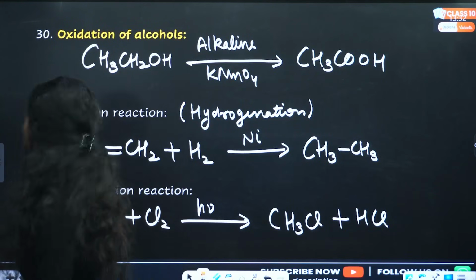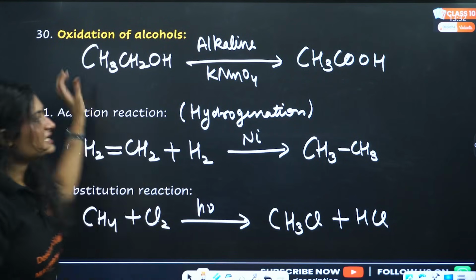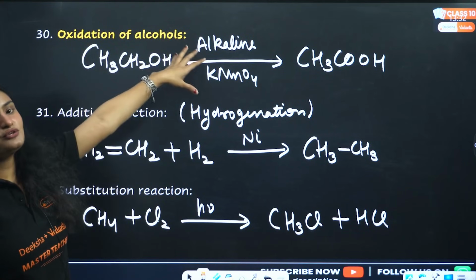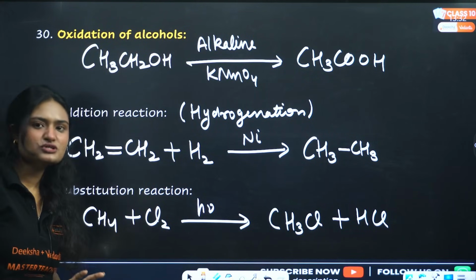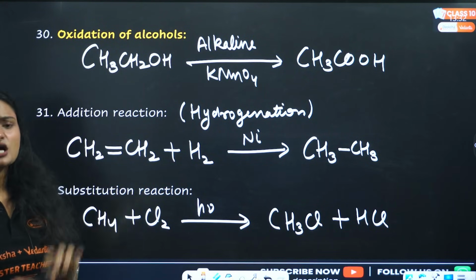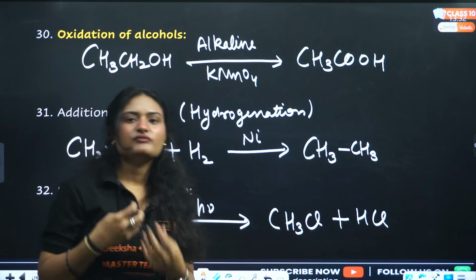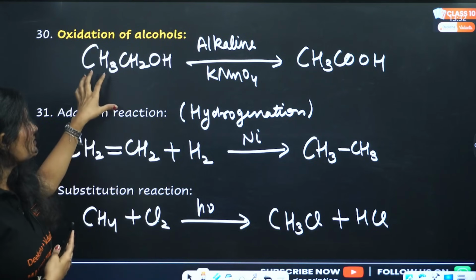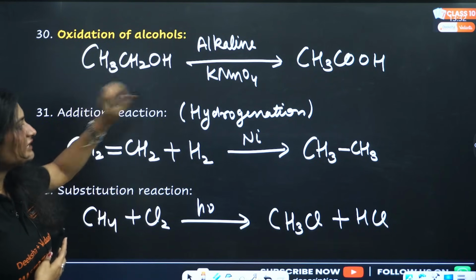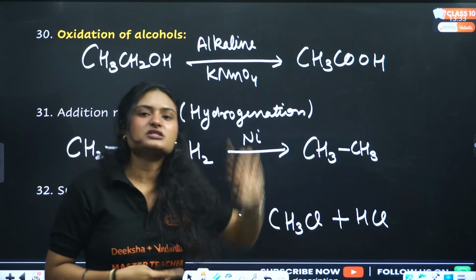Next, oxidation of alcohol. When you oxidize alcohol, you use either alkaline KMnO4 or acidified K2Cr2O7. These two are good oxidizing agents. What are oxidizing agents? Oxidizing agents are those species which add oxygen. When you do oxidation of ethanol, we get ethanoic acid. One more oxygen is added.